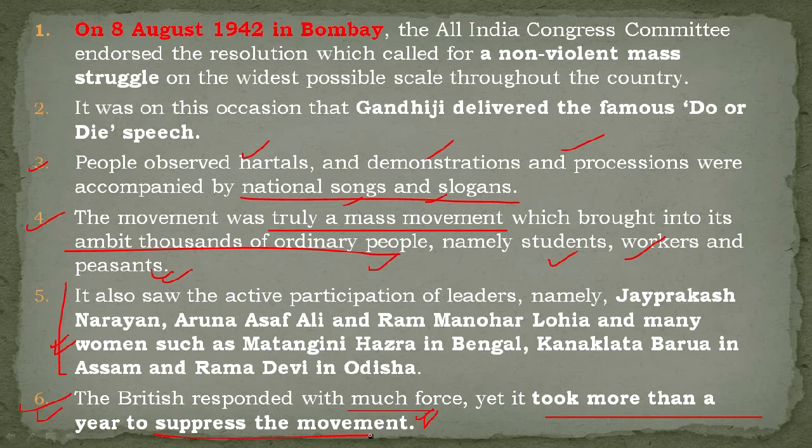Now we see again that the British administration was reacting in the same way it had been reacting before. It again started using much force, yet it took more than a year to suppress the movement. You can see how solid the movement had become at this point of time, how solid the expectations of the people had become in order to seek independence and to let the British quit India. So therefore this movement is known as the Quit India movement.